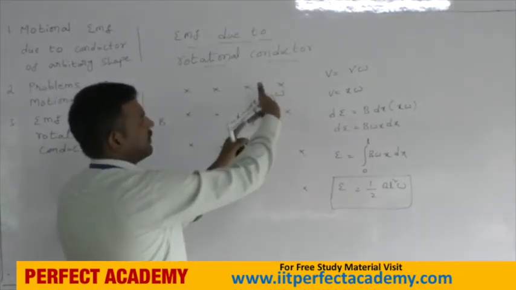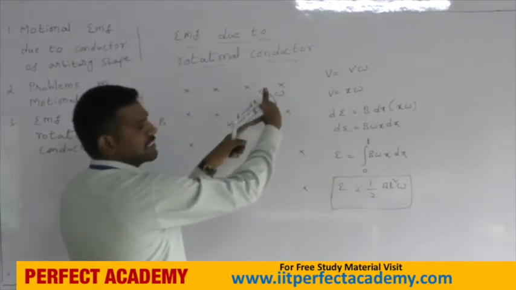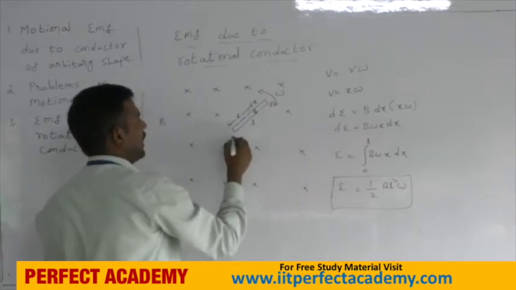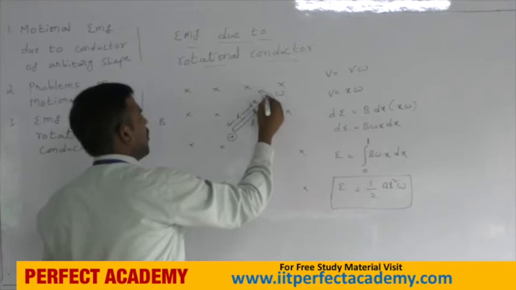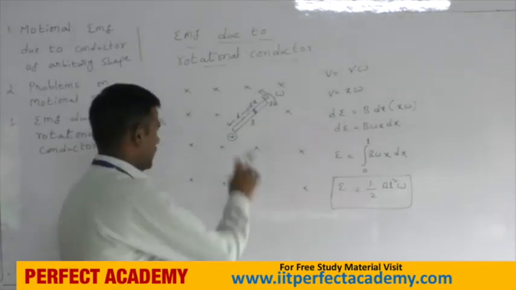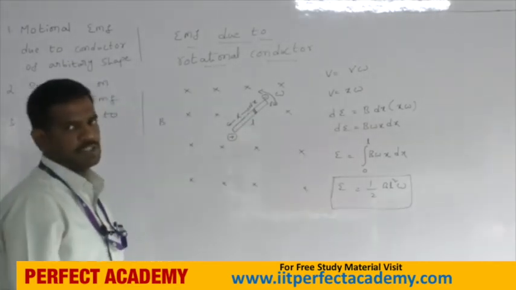Now the central finger is pointing, I think you can see, towards this end. Therefore here the potential will be high, and here the potential will be low. Now the potential difference will be nothing but half B L square omega. In that way we can understand.